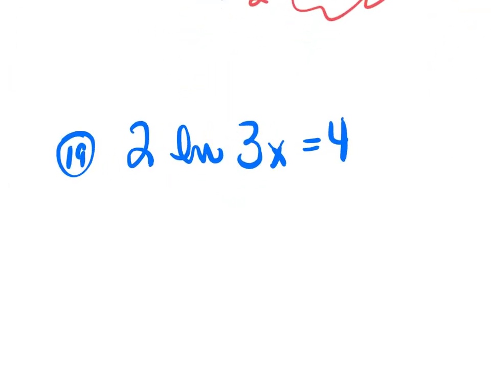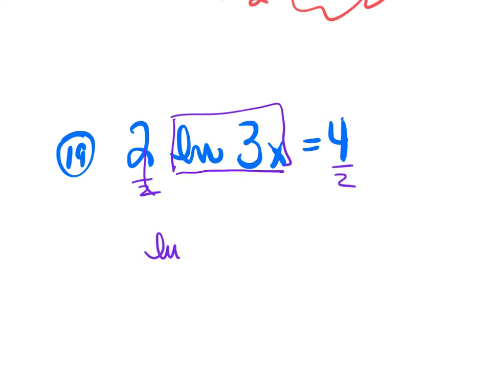Okay, here we have 2 times the natural log of 3x equals 4. There's a couple ways you can look at this. You can say I want to isolate my natural log. You can also move the 2 to the back if you want to begin with, whatever works for you guys. But the first thing I'm going to do is isolate my natural log of 3x, so I'm going to divide both sides by 2. So I get the natural log of 3x equals 2.